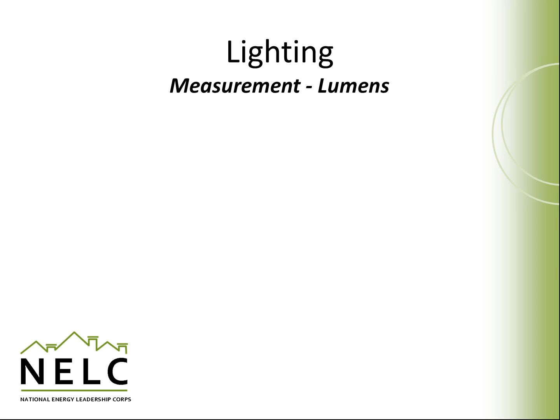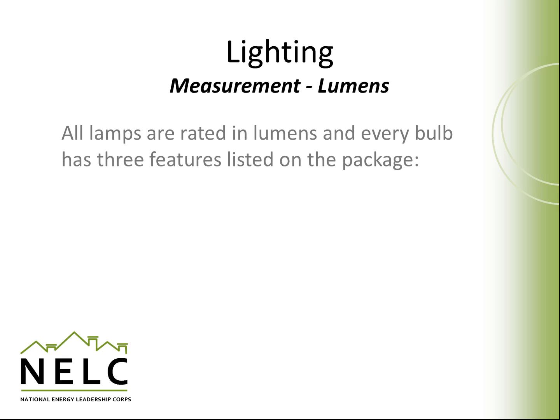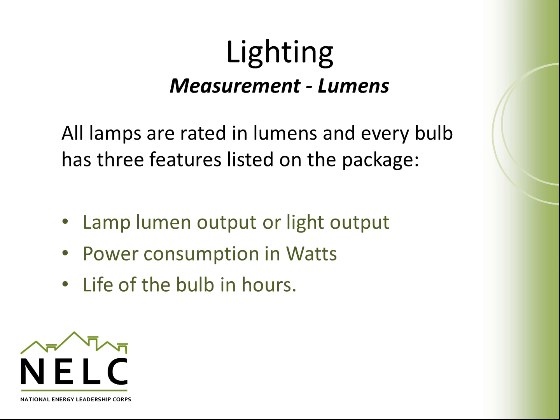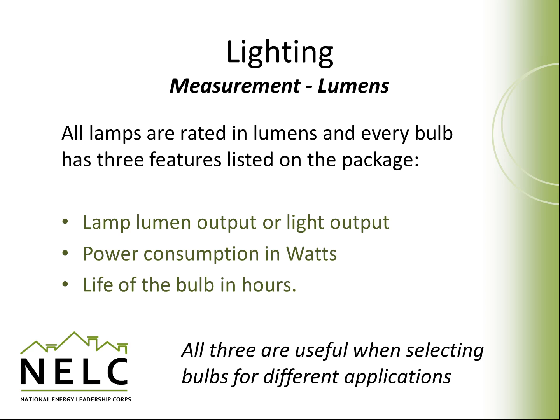An important term to know when referring to lighting is the lumen. All light bulbs or lamps are rated in lumens, and there are three important features listed on a package: the lumen output, or light output, the power consumption of the bulb in watts when it's running, and the life of the bulb in hours. All three of these features are very important and helpful when selecting a bulb for different applications.